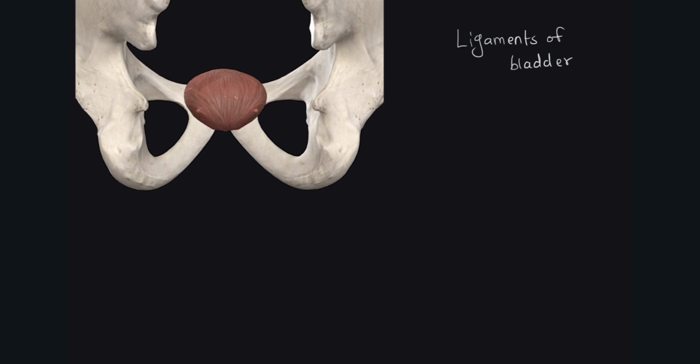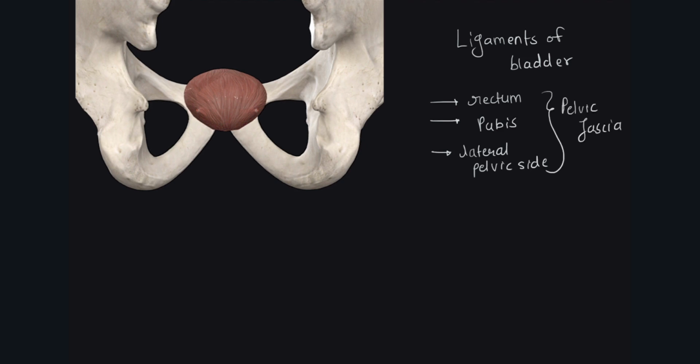The bladder is connected to the adjacent wall of the pubic bone with the help of ligaments. These ligaments are not actually true ligaments. So let's learn about this. We have the connection to the rectum, to the pubis, and to the lateral pelvic side. And we can observe that the pelvic fascia is responsible for the connection to these organs. But it's a fascia, not a ligament.